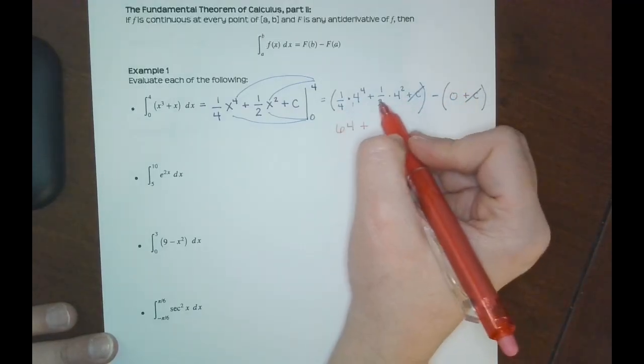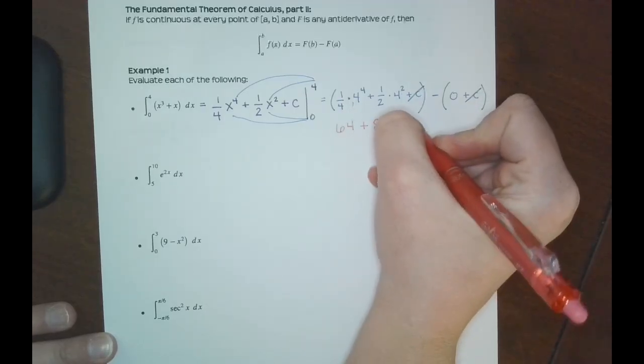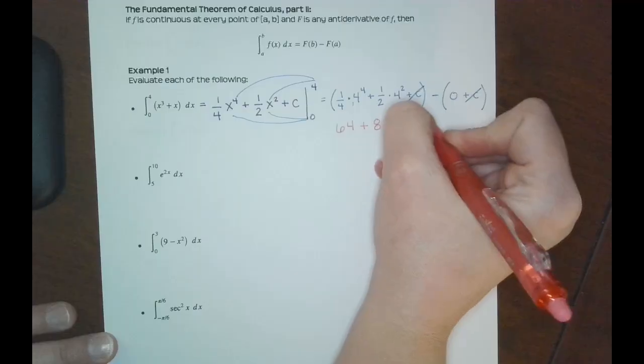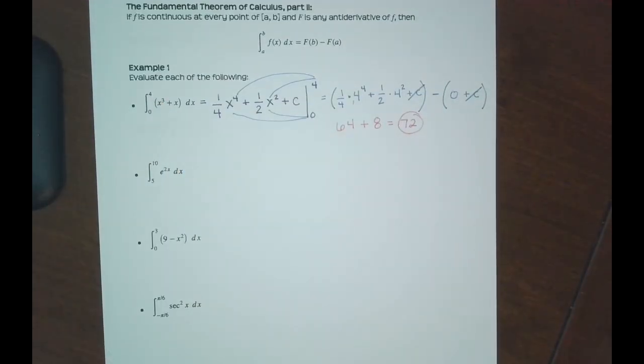Plus, this is 1/2 times 16, which is 8. And so I would give my final answer here as 72. That's my area under this function between x equals 0 and x equals 4.